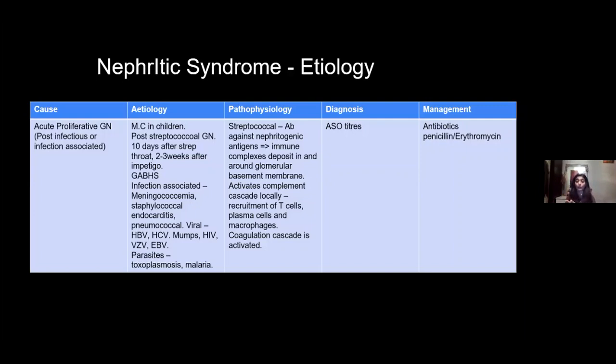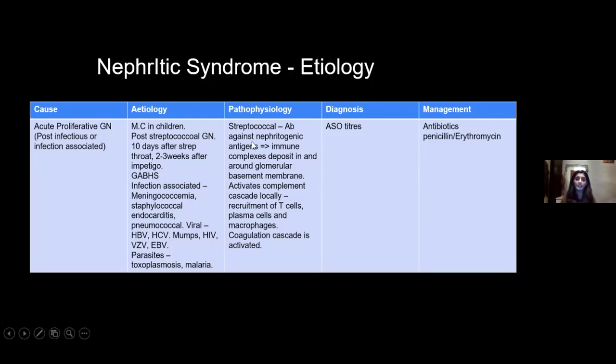So what this leads to is immune complex deposition in and around the glomerular basement membrane. If we've got immune complexes there, this is going to activate the inflammatory processes locally around and in the glomerulus. We have activation of the complement cascade. Then we get T cells coming in, plasma cells coming in, and macrophages coming in. So this is all going to lead to a lot of inflammation in the glomerulus, and the coagulation cascade gets affected as well. And all this leads to increased permeability of the capillaries to let all these cells in, and then this all gets filtered into the urine.